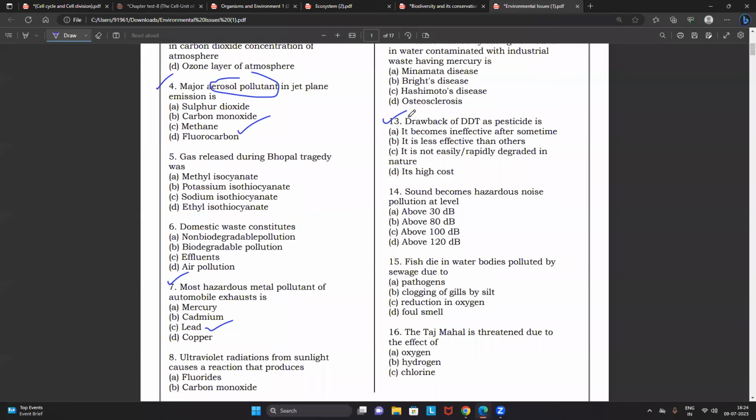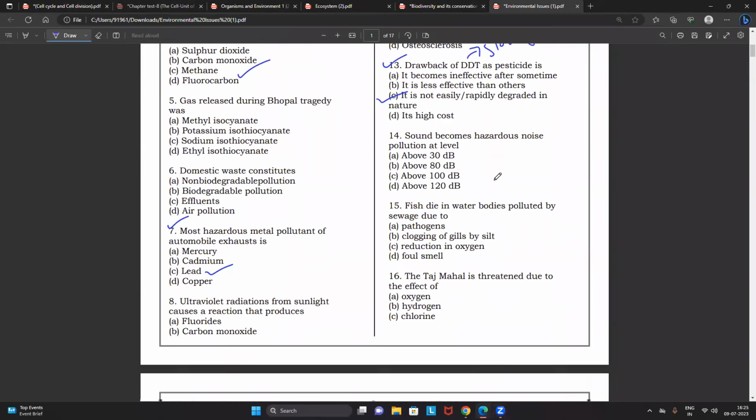Question number 13. Drawback of DDT as a pesticide is. They're asking about the drawback. Slowly, friends. Of course, it is slowly degradable. It takes a lot of time to undergo the process of degradation. So that's why the answer will be C.